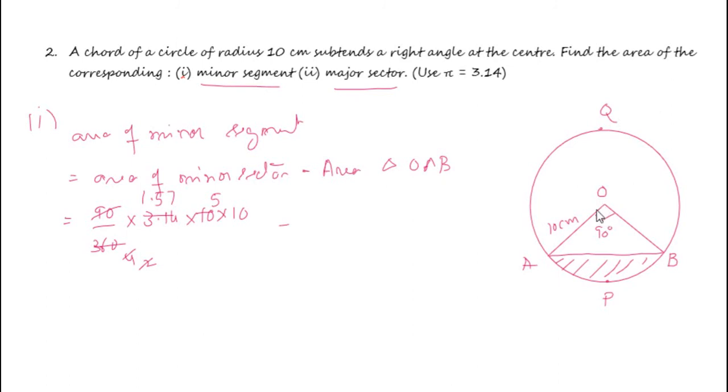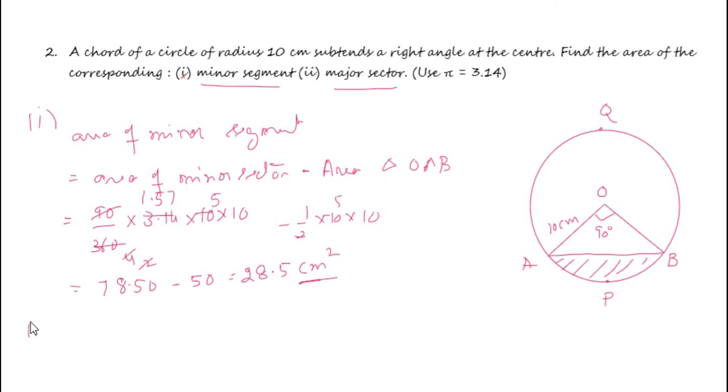Area OAB. This is 90 degree. So OA, if you take it as base, you can take OB as perpendicular. So half into 10 into 10. So this is 5. So this is equal to 1.57 into 50. That is 5 7s are 35, 5 5s are 25 plus 3, 28. So this is 78.5 minus this is 50 equal to 28.5 centimeter square. This is the area of this minor segment. That is the total area of the sector minus area of this triangle.